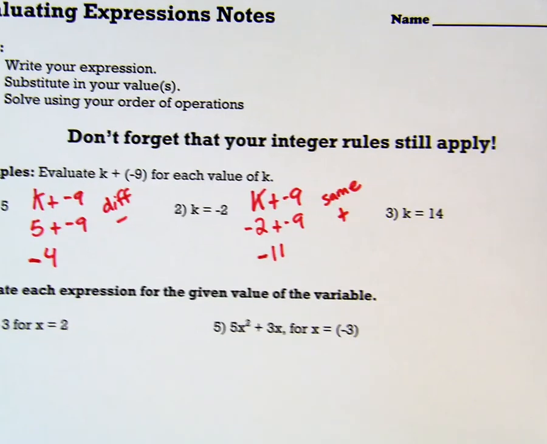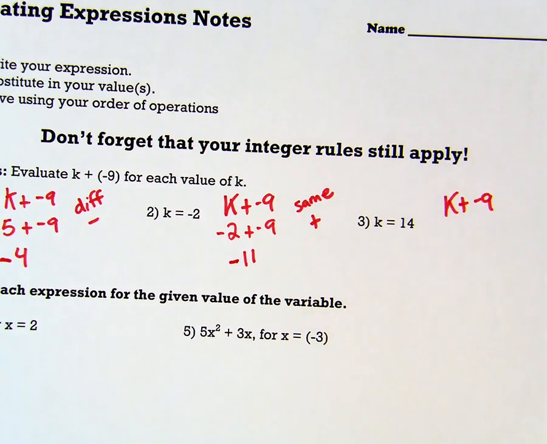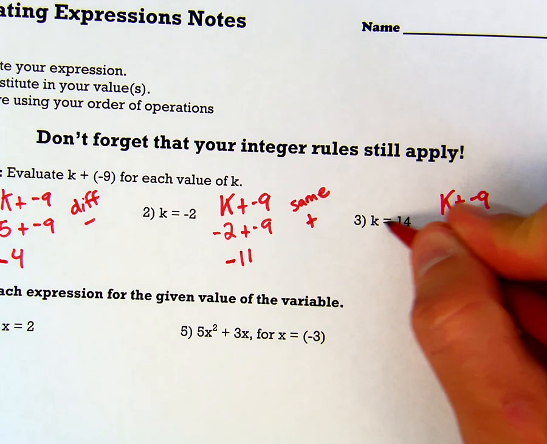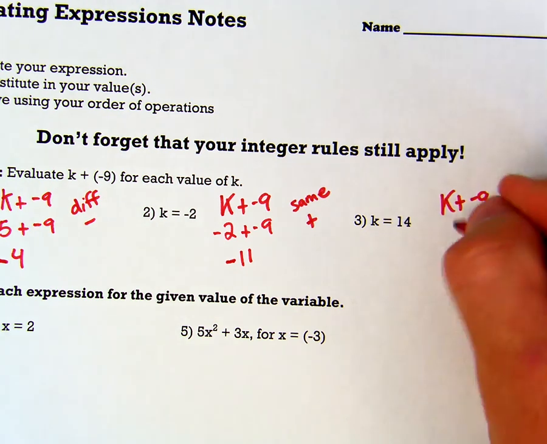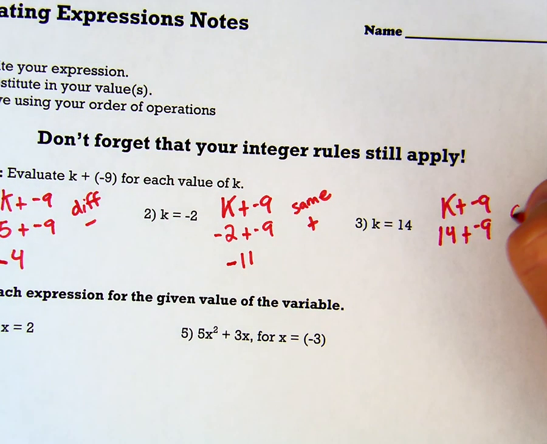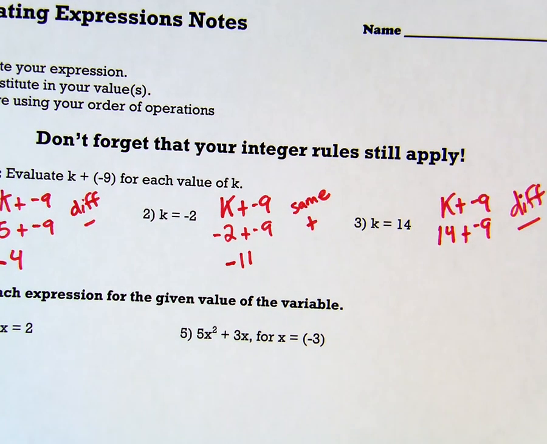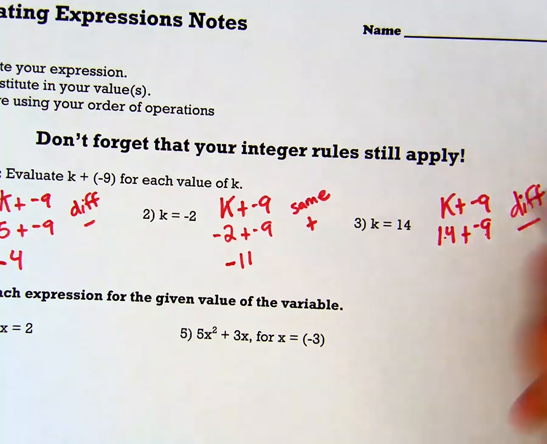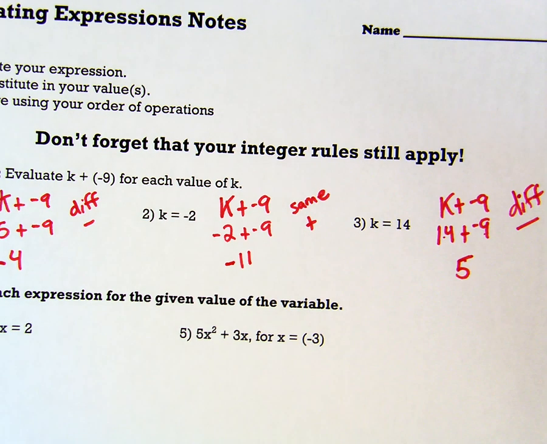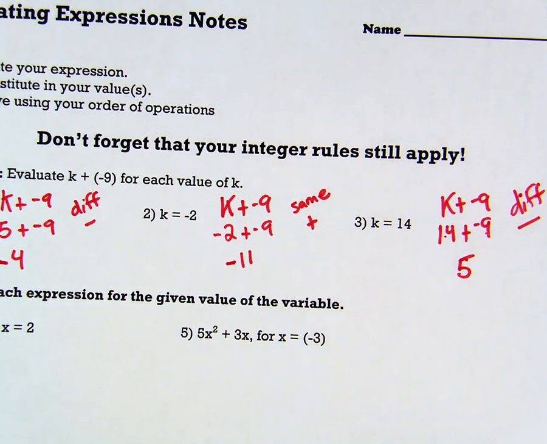And lastly, we have k equals 14. So I'm going to write k plus -9. Plug my k in, so 14 plus -9. And notice that they are different symbols. One's a negative, one's a positive. So I'm going to go ahead and subtract the two numbers. 14 minus 9 is 5. And then 14 is the bigger number over 9, and that's positive, so my answer is going to stay positive.